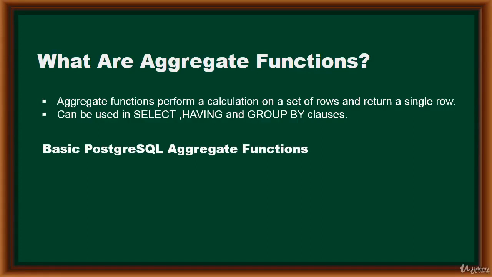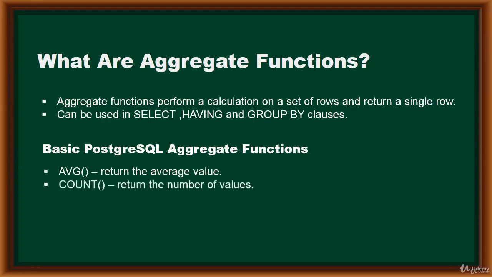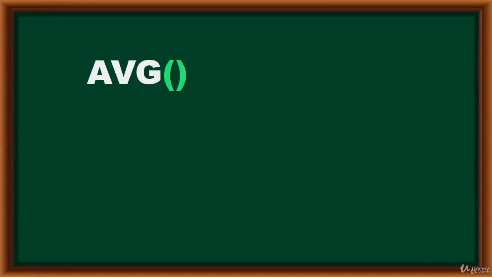So in this section, we'll be taking a look at the basic aggregate functions that you'll find in PostgreSQL and also in other relational database management systems. So we'll be covering the AVG, which is used to return the average value, the count, which is used to return the number of values, the max, which returns the maximum value, the min, which returns the minimum value, and the sum, which returns all or distinct values.